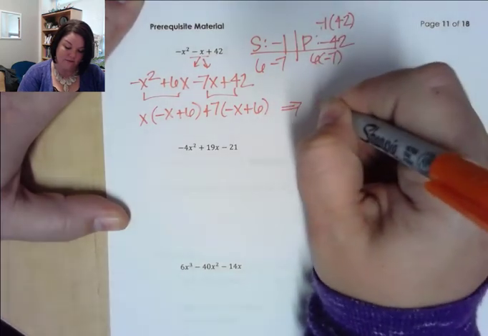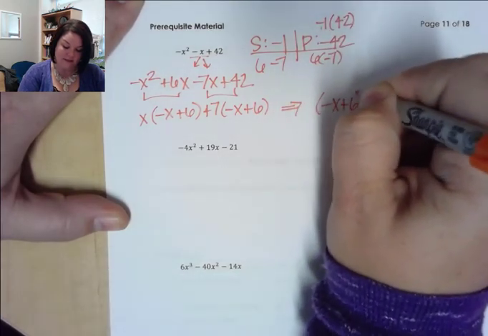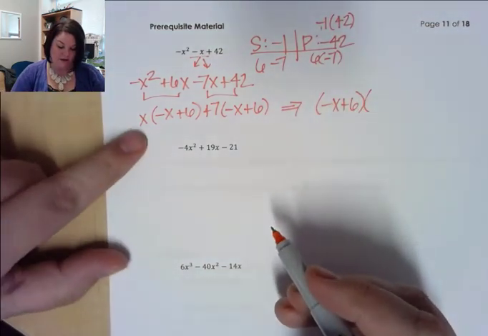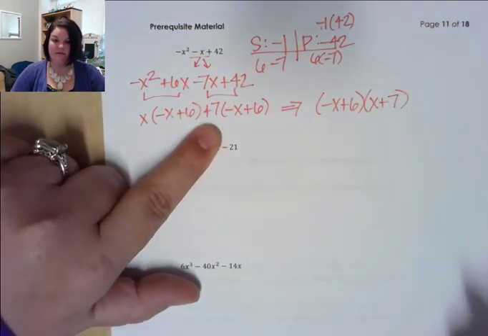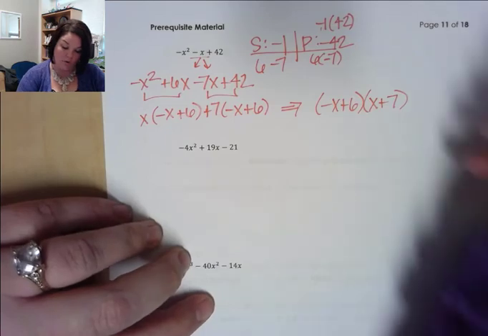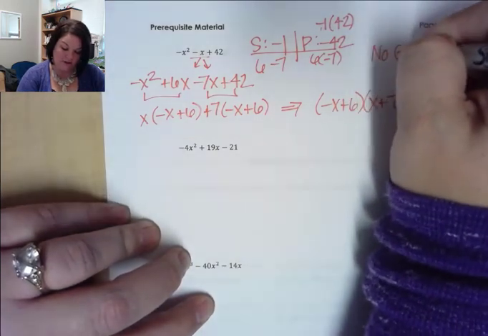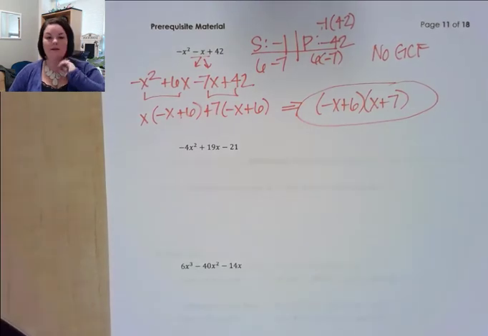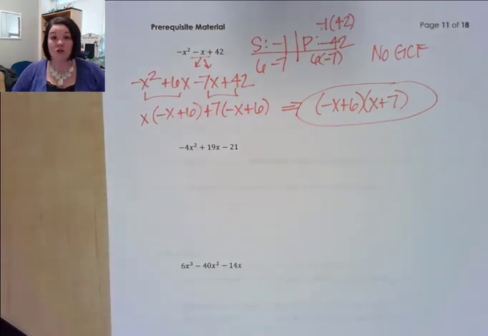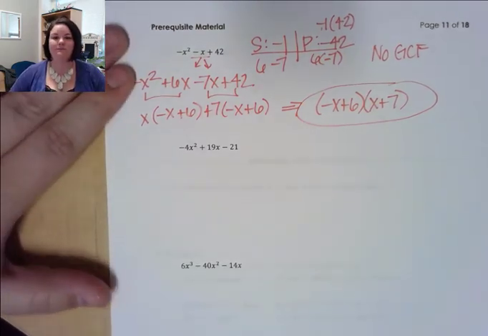And I kind of ran out of room. So negative x plus 6. My first pairing is left with an x. My second pairing is left with a positive 7. And because we had no greatest common factor, right, we had no GCF, then that means this is my final answer. Okay? All right, let me look at 2 more and then I'll let y'all practice some.